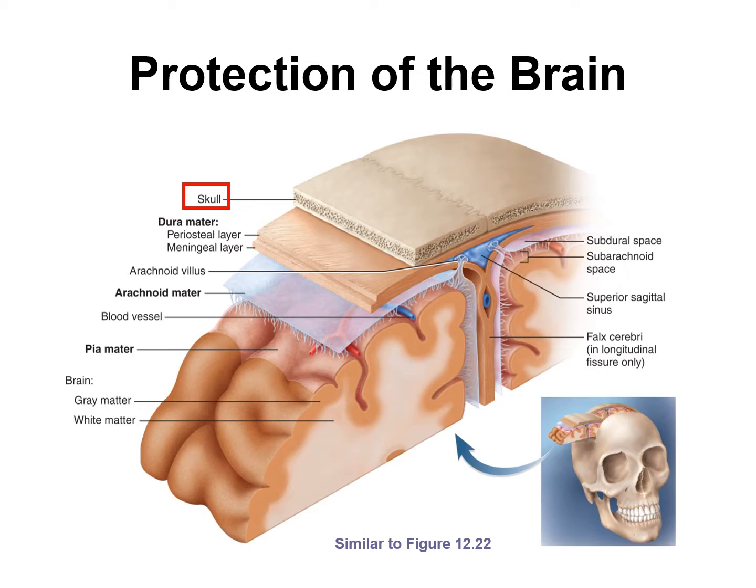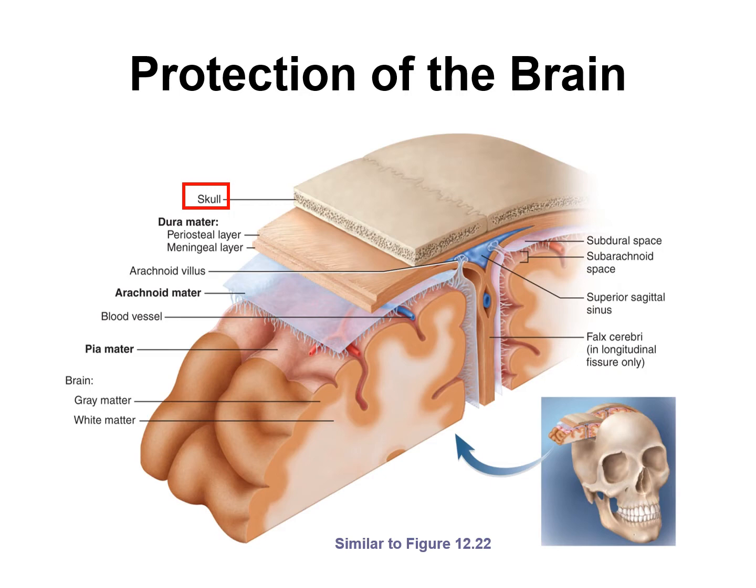This image from your book, or similar to an image in your book, shows a frontal section of the brain. And here you can see the first line of defense from physical damage to the brain is, of course, the skull. The skull would absorb some of the energy from a physical blow to the head. So if someone were to hit you on the head with an object, or if you were to fall on your head, some of that energy would be absorbed by the skull and hopefully not impact the brain.